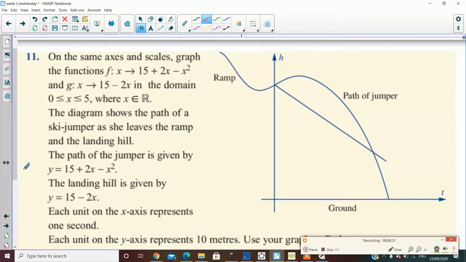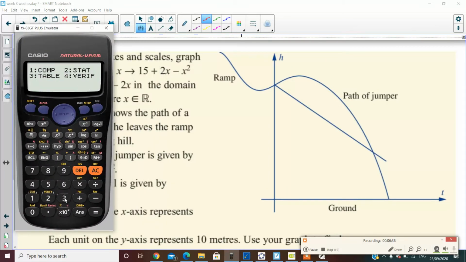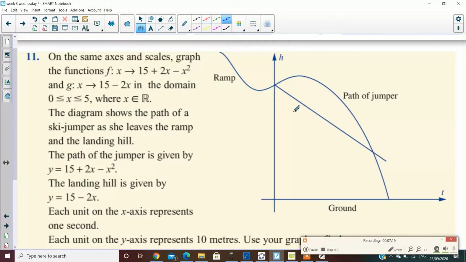Each unit on the x-axis represents 1 second. All right, here's what we're going to do really quickly. Throw this into your calculator. Mode, table, 15 plus 2x minus x squared. Start at, anybody? How do I know I'm starting at 0? Time starts at 0. I don't know where to end, so I'm just going to put in 20 and we'll see what happens. Does everybody have these points? 0, 15, 1, 16, 2, 15, 3, 12, 4, 7, and finally 5, 0.